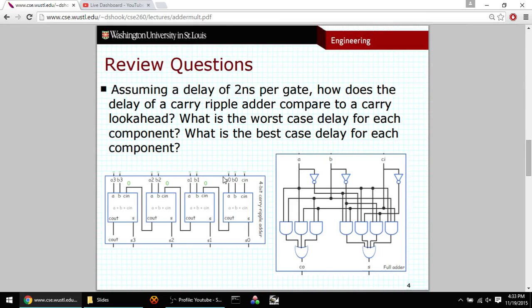It's going to take a lot of gates. So yeah, take a few minutes, see if you can figure out the answer to this question. We'll talk about the answer in just a little bit.